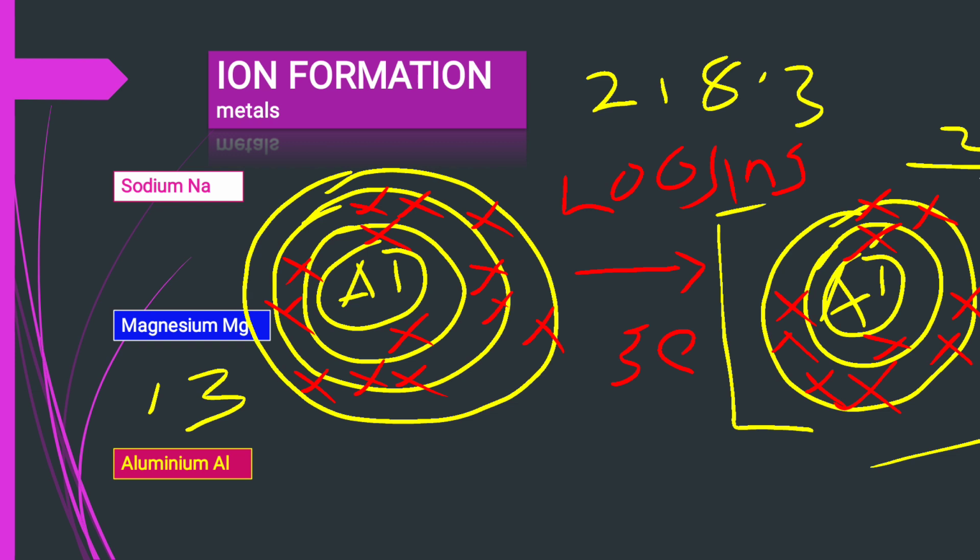So its electron configuration for the atom will be 2, 8, 3. But if you look at the electron configuration of its ion, then it is 2, 8.